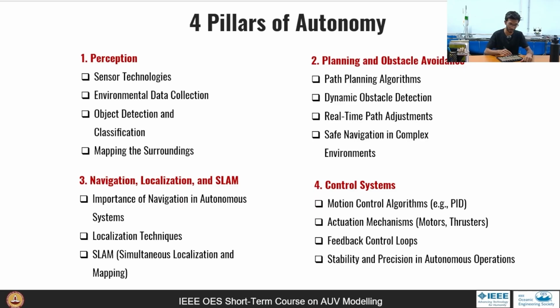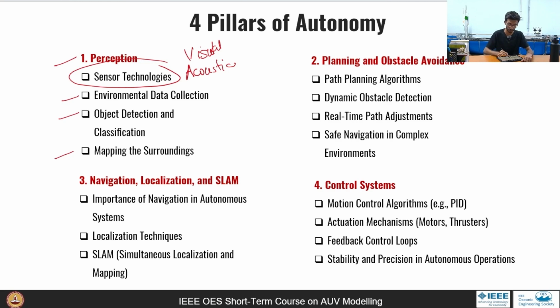Now let's look at the 4 pillars of autonomy. Let's start with the perception module. Perception module includes sensor technologies, which can either be based on visual module or it can be based on acoustic module. These technologies allow the AUV to collect data from its environment as well as detect obstacles in its vicinity and classify them. The AUV will also be able to map its surrounding using the perception module.